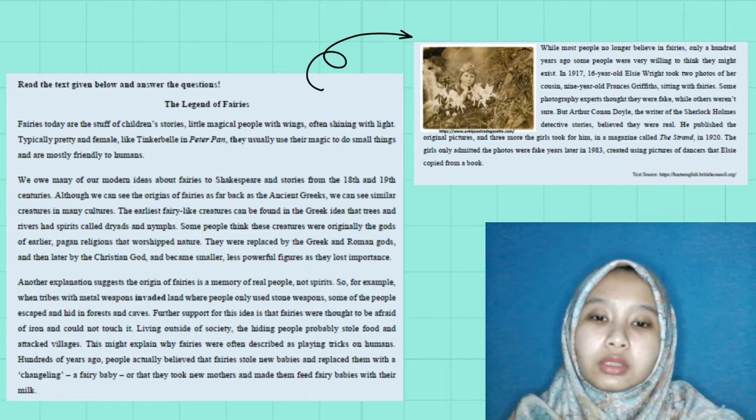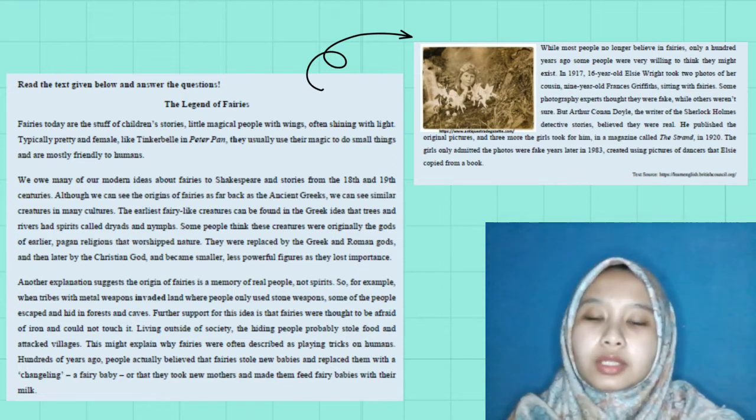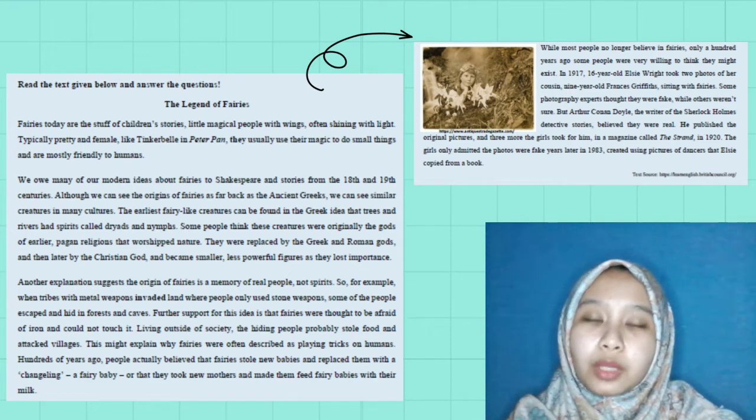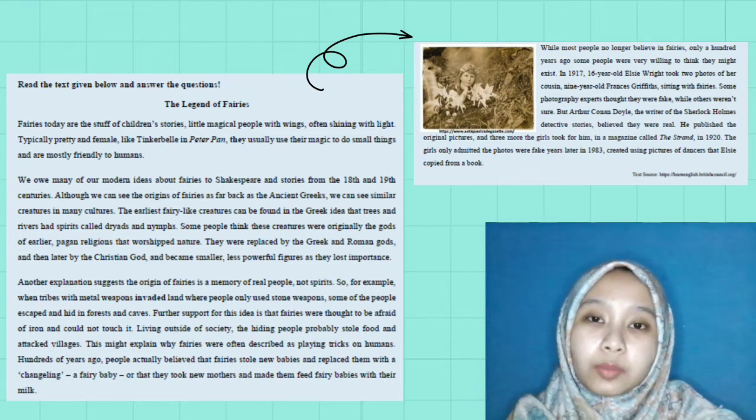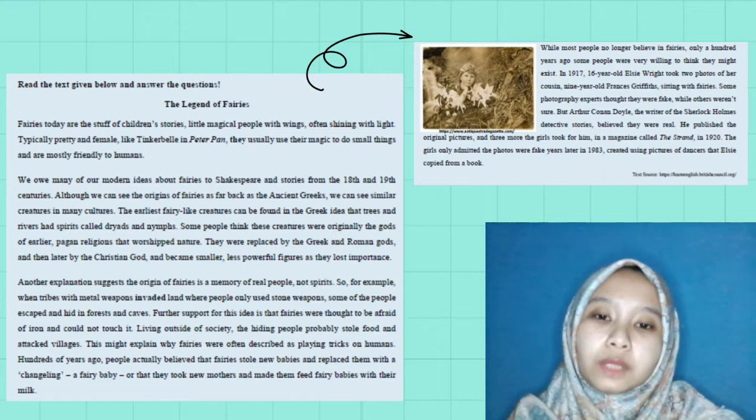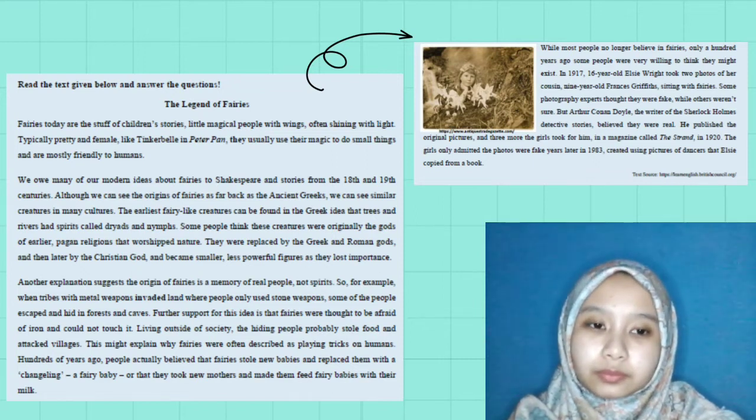Here is a text about the legend of fairies in real life. There are 4 paragraphs. First paragraph is about characteristics of fairies in children's stories. Second paragraph is about the idea about the origin of fairies. Third is about the origin of fairies in the memory of real people. And last is about why people no longer believe in fairies.